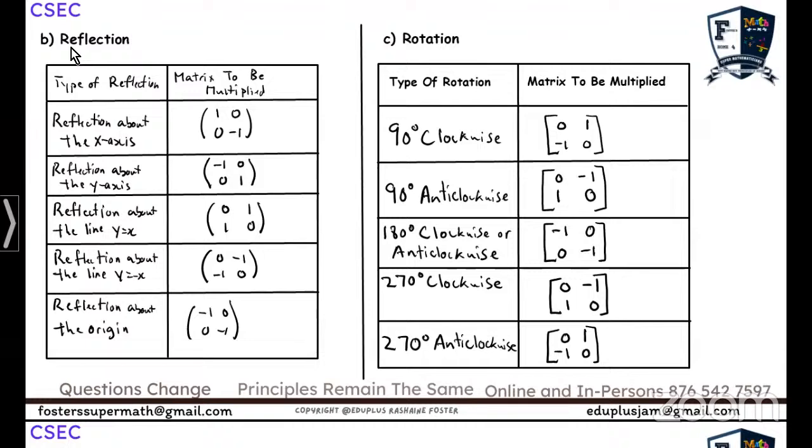Next, if you're talking about reflection, these are the types of reflections, and these are the matrices that represent each of those reflections. If you're talking about rotation, these are the types of rotations, and these are the matrices that represent those rotations.